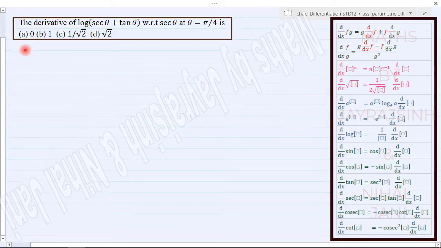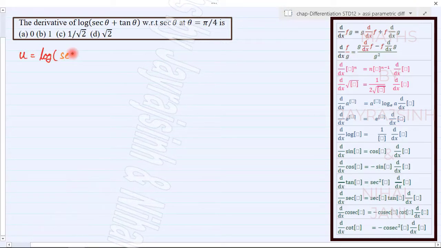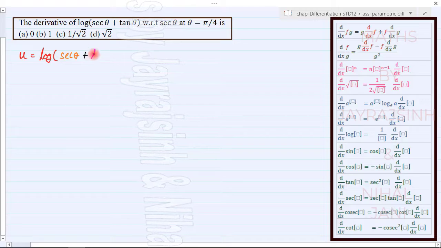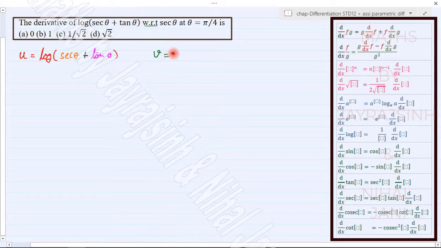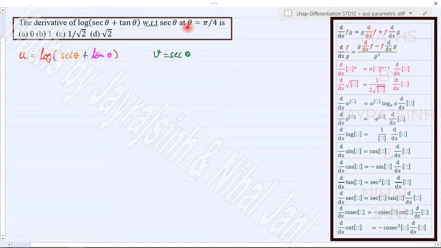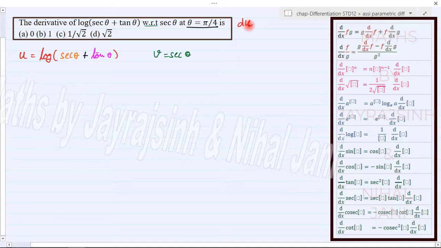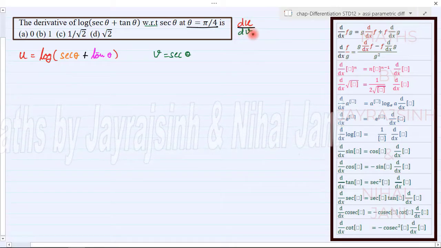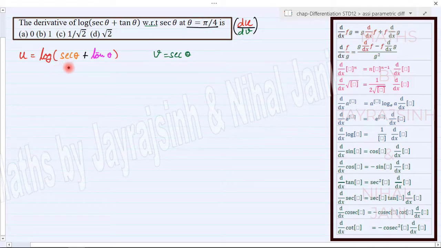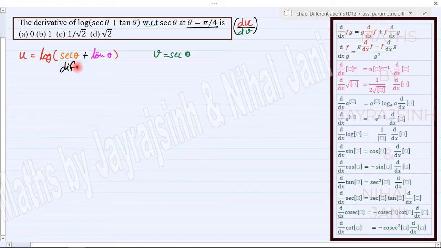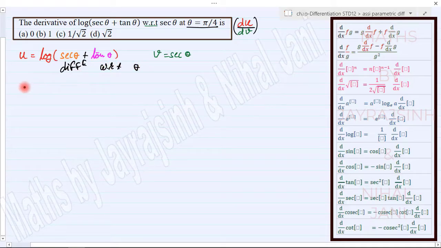In this question, we have to find the derivative of log of sec theta plus tan theta with respect to sec theta at theta is equal to pi by 4. That means, first of all, we have to find du by dv and then substitute the value of theta. And for that, we have to differentiate both equations with respect to theta.